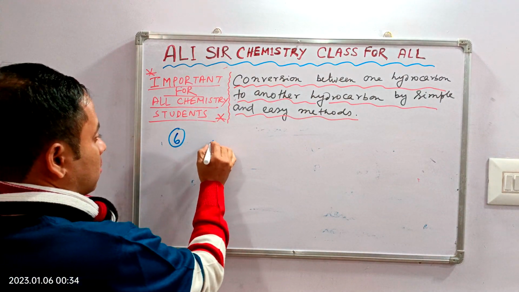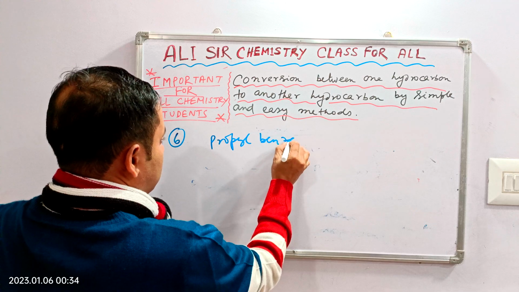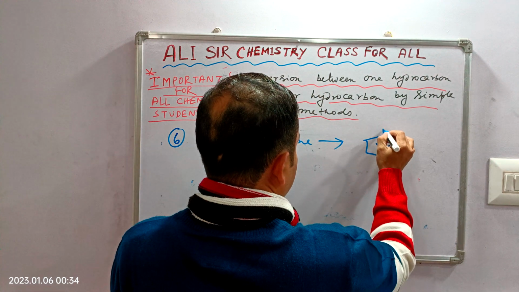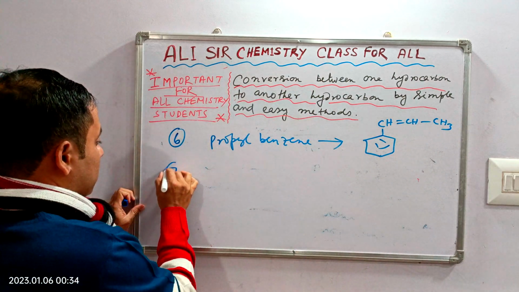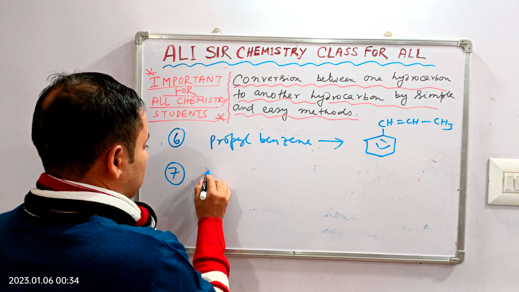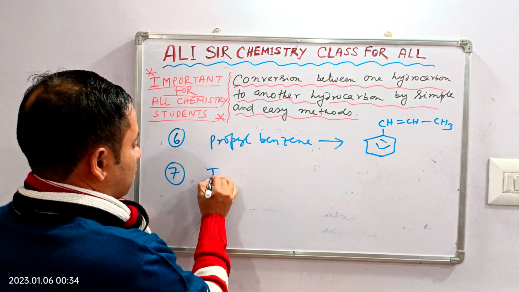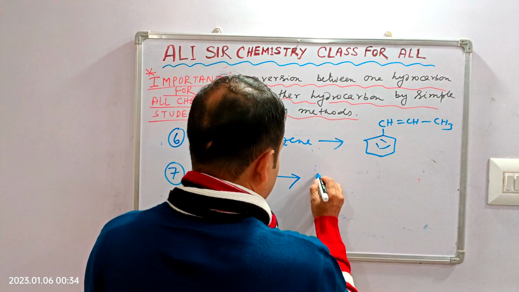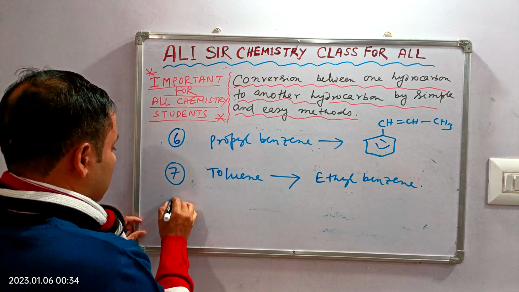Number 6, propyl benzene to ... Number 7, toluene to ethyl benzene.